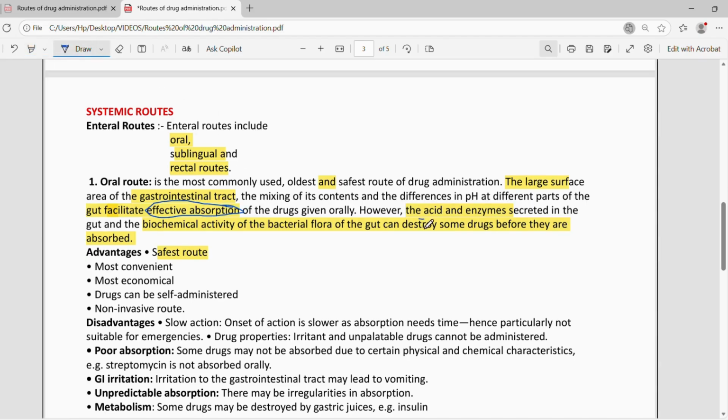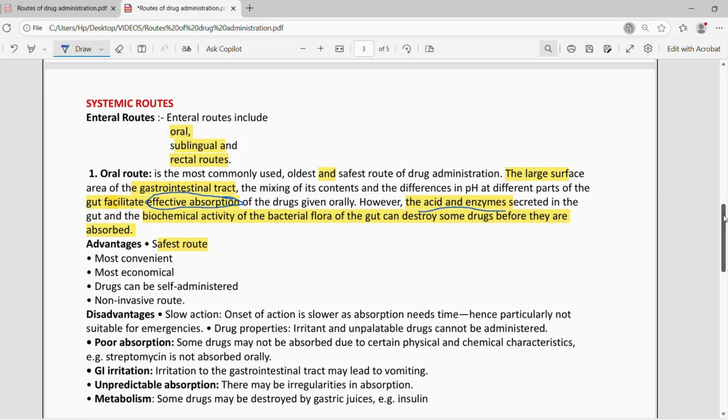However, the acid and the enzymes secreted in the gut and the biochemical activity of the bacterial flora of the gut can destroy some drugs before they are absorbed. So here comes the disadvantage also. The acids and the enzymes which are secreted in the gut have the ability to destroy the drug. So it can sometimes be a not useful route.